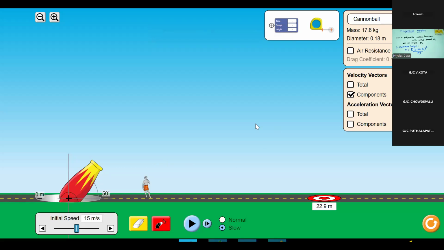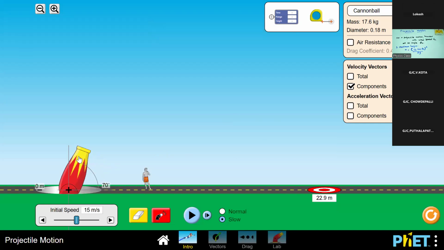So now you can see that screen. That is the simulation. You can see the cannon here with its angle. You can see that the angle changes, like 80 degrees, 55 degrees. So you can change the angle, and here you can change the speed. By the speed slider, you can change the speed.